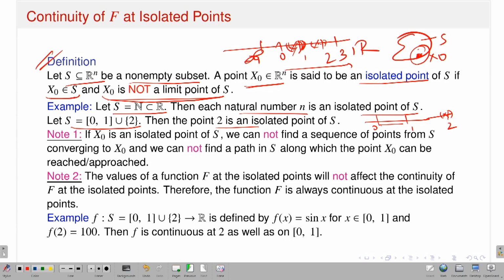I have written two notes, and this is very important. Note 1: if x naught is an isolated point of S, that is very important, we cannot find a sequence of points from the set S converging to x naught.